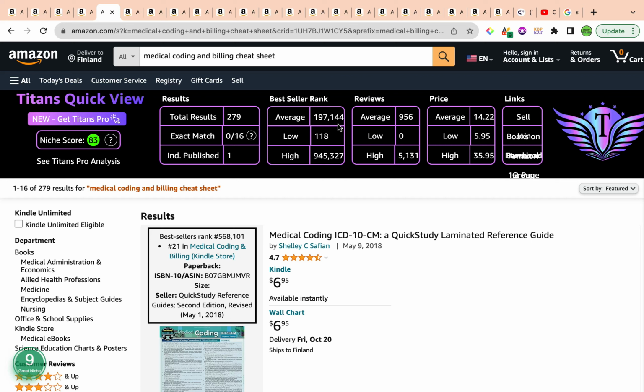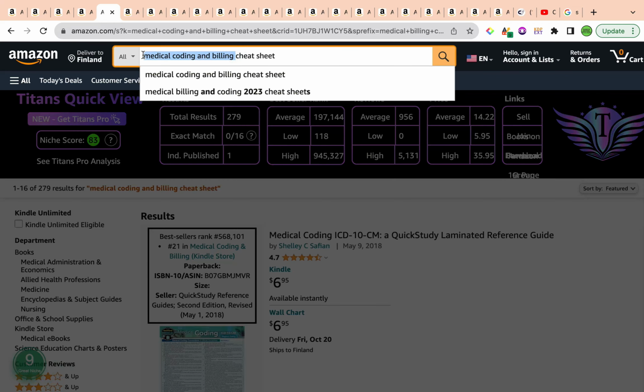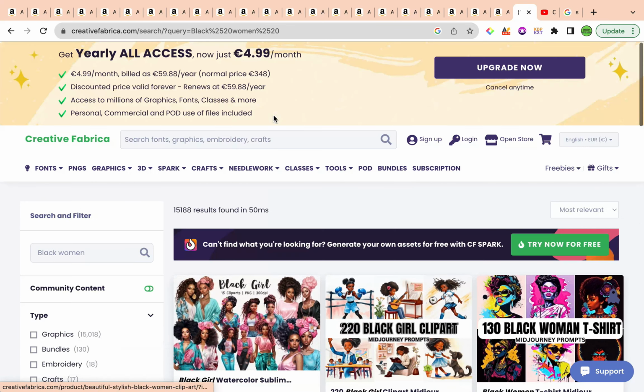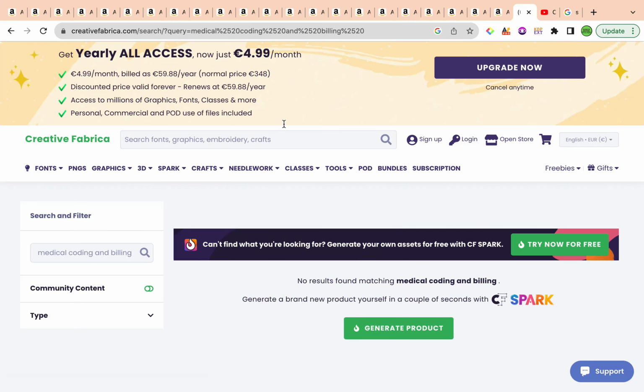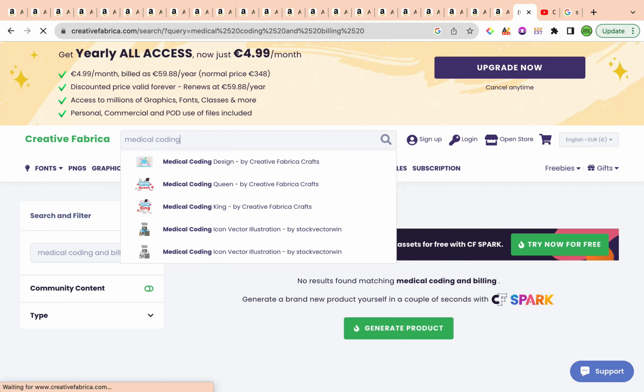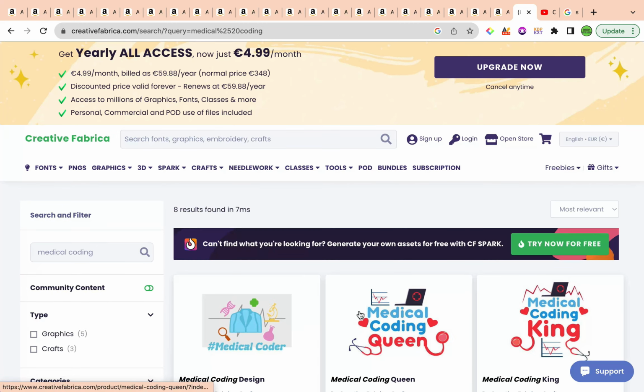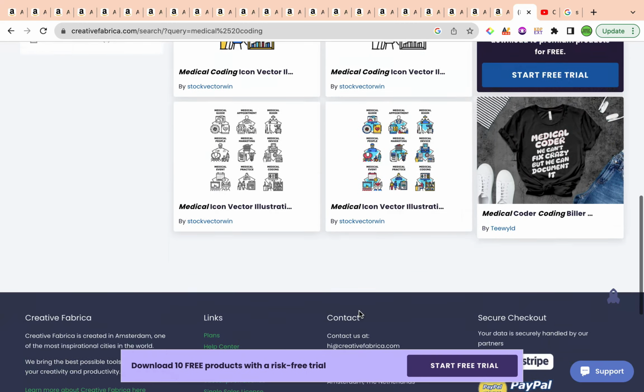This will be a cheat sheet. This will be a logbook as well, preferably, because it has something to do with billing and coding. Now let's head over to Creative Fabrica and see if there is anything regarding the interior that we'll be able to use, and if not, then you can also have a look at other books that are being published and use them as inspiration. There's nothing on that as of now, so we're going to go medical coding, see what kinds of things are available for us.